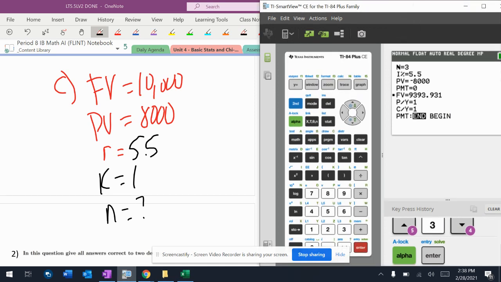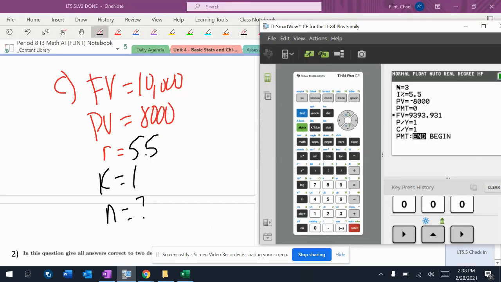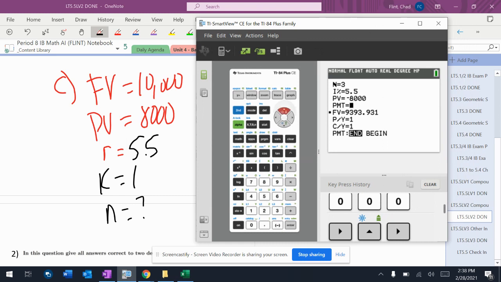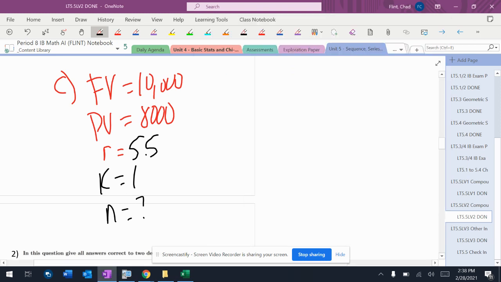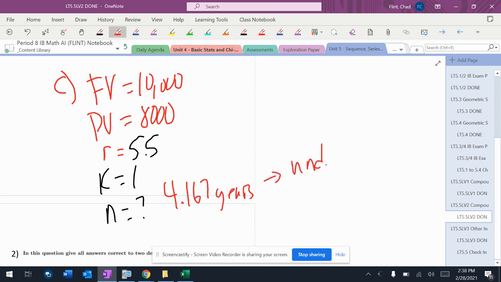But when I'm using the calculator, it does a lot of helpful things for me like this. So I'm going to go up here. I don't know n, so I don't care about it. Rate's 5.5, still 8,000 present value. Future value is going to be 10,000, and it's still compounding 1 time per year. So I'm going to go up here and calculate n. Alpha, enter. So 4.167 years. That's under 5. So he will have enough in 5 years.